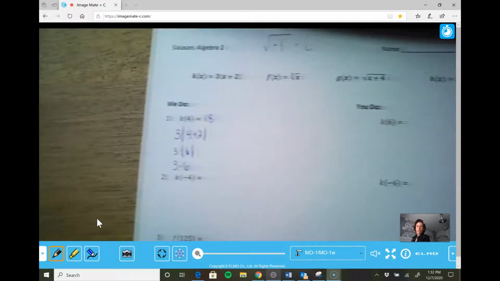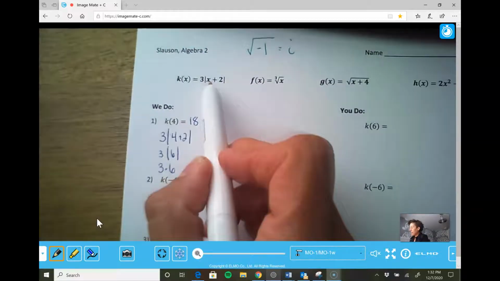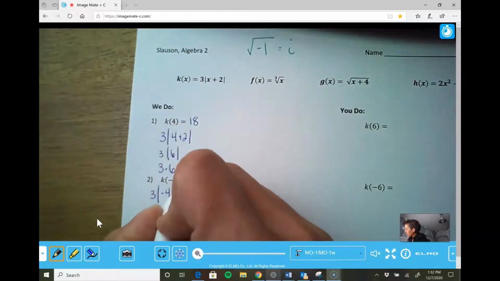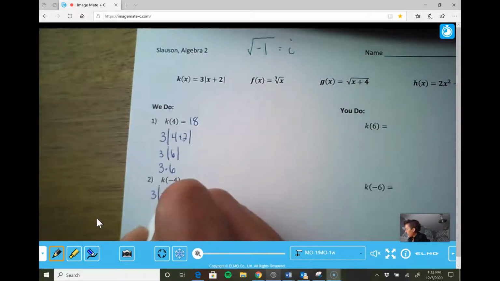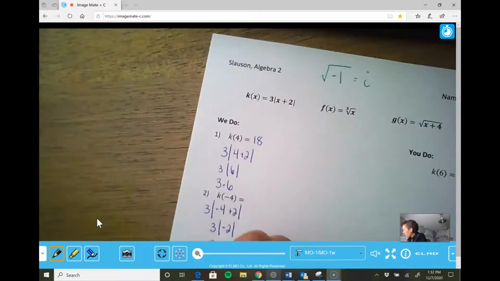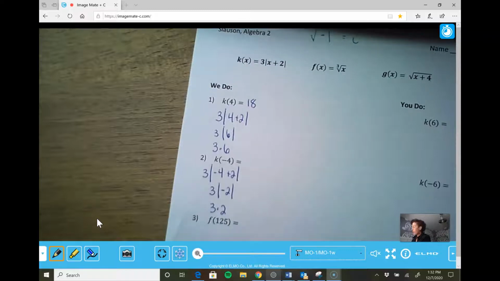So the idea is now you do this one. All right, number 2, K of -4, same function. Let's just put -4 in there. Again, don't distribute. These bars are like parentheses. I'll simplify my number in there and I get -2. And again, whenever you get your absolute value bars down to one number, the number that comes out will always be positive. And when you do that, you get 6. So I'm just going to write a 6 up here.